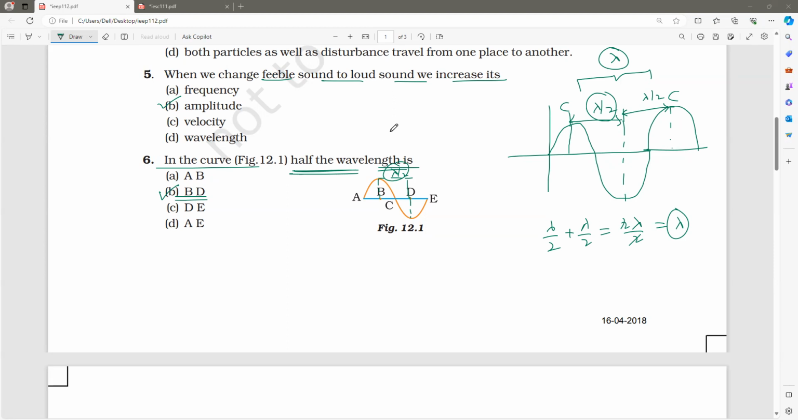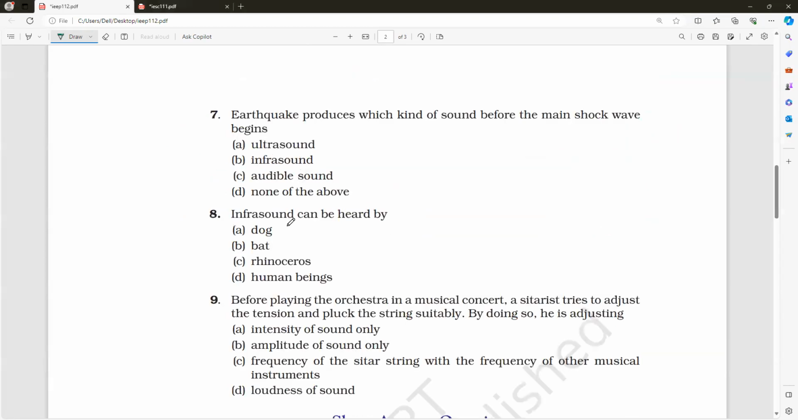Any doubt? Anybody can ask me. Completed, all of you? Yes. Next. All of you answer this. Earthquake produces which kind of sound before the main shock wave begins?